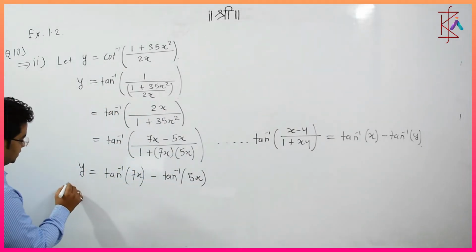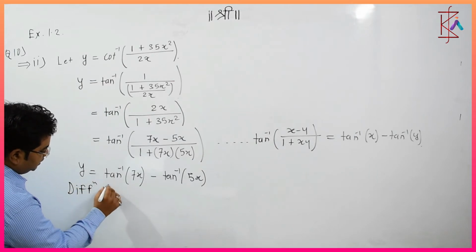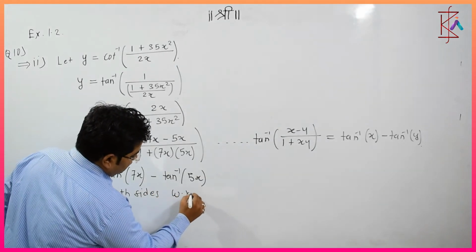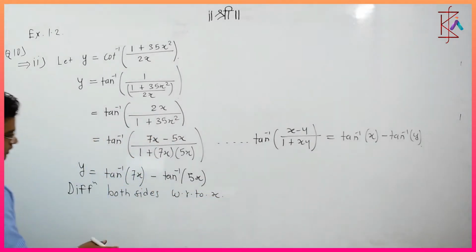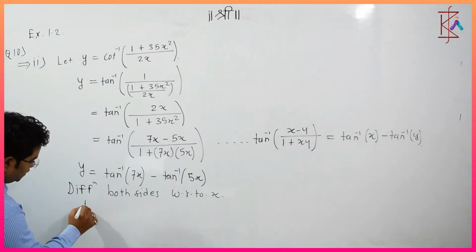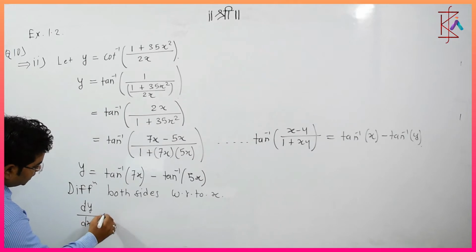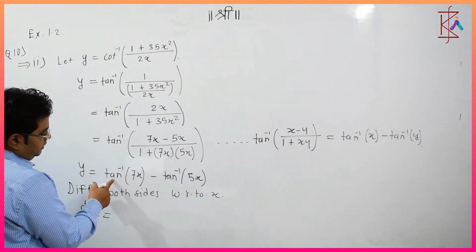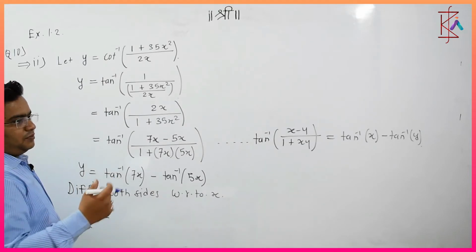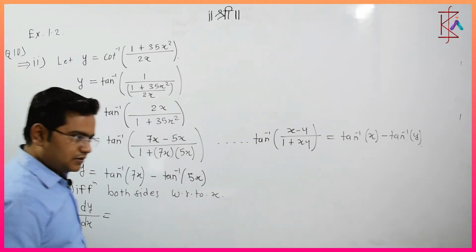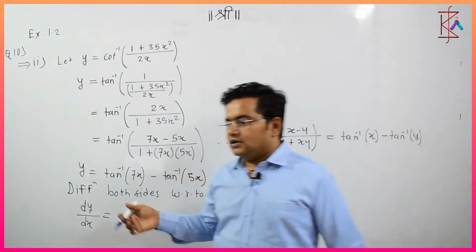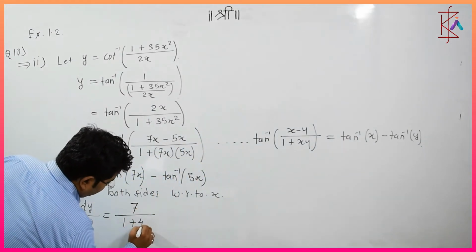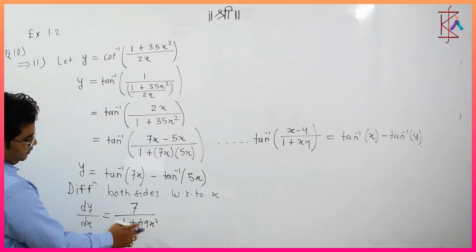Now differentiating both sides with respect to x, what will happen? dy upon dx is equal to how much? So dy upon dx is equal to this derivative. The derivative of tan inverse of x is 1 upon 1 plus x square, so here it is 1 upon (1 plus 49x square) into the derivative of 7x, which is 7. So 7 upon 1 plus 49x square. Hope I am correct.